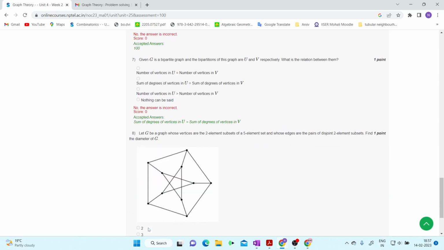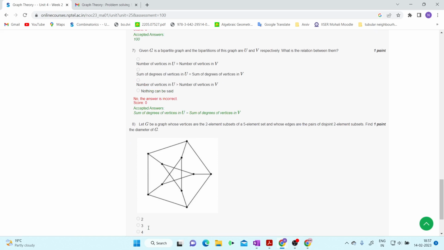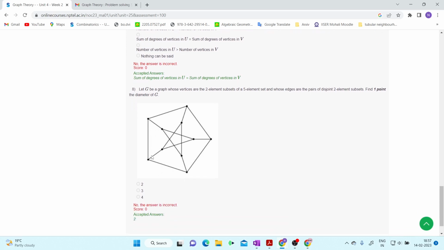Now this was the last question. So what is the diameter of this graph? 2. Yes, that's right. If you compute all the shortest distances, we'll see that the maximum of them will be 2. Either two vertices are adjacent to each other, or they have a common neighbor. So the answer is 2.